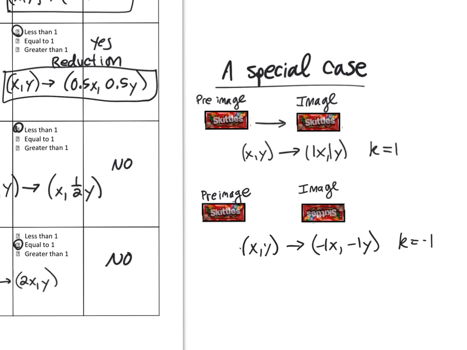So this is a dilation. It just didn't change the size. So that's just something to be aware of. Your dilations usually change the size, but not always. Not when you multiply by a factor of 1 or -1.